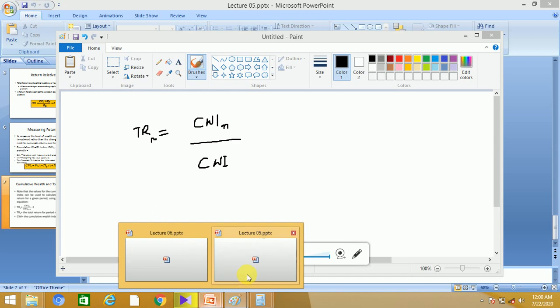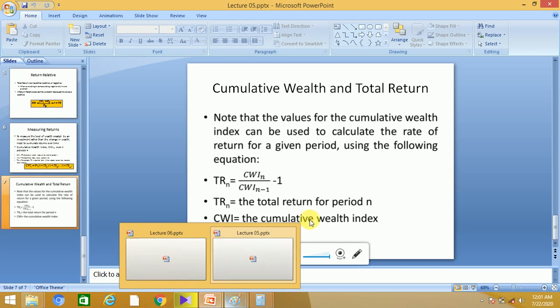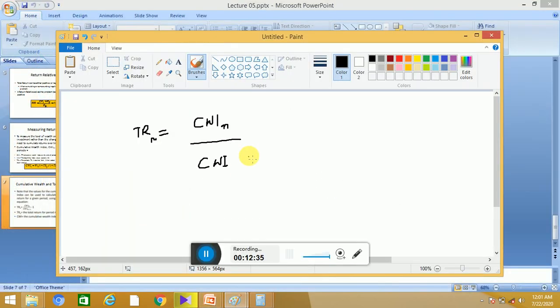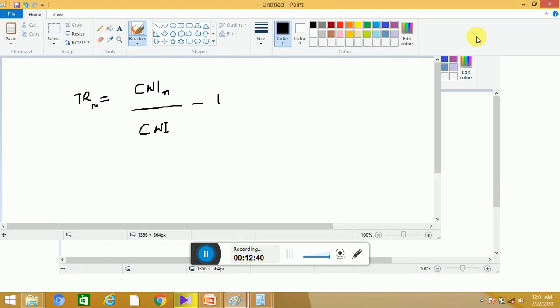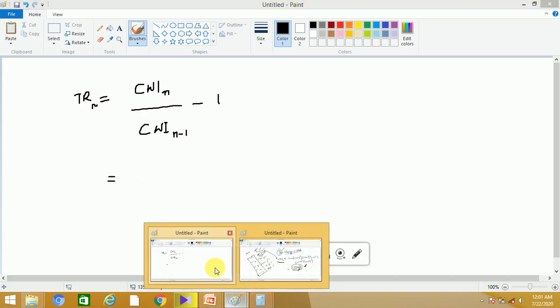See here, cumulative wealth index n minus 1 means if you are calculating it for 4 years, for 5 years, whatever that is, and minus 1. Now see, after n periods, here is n minus 1. Now after n periods, what is our cumulative return?